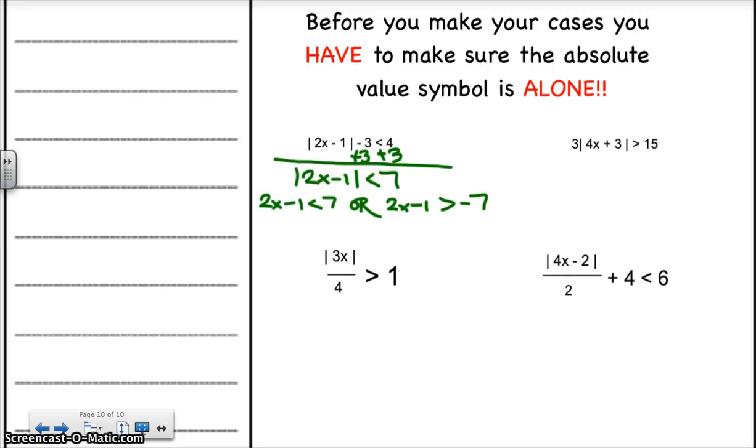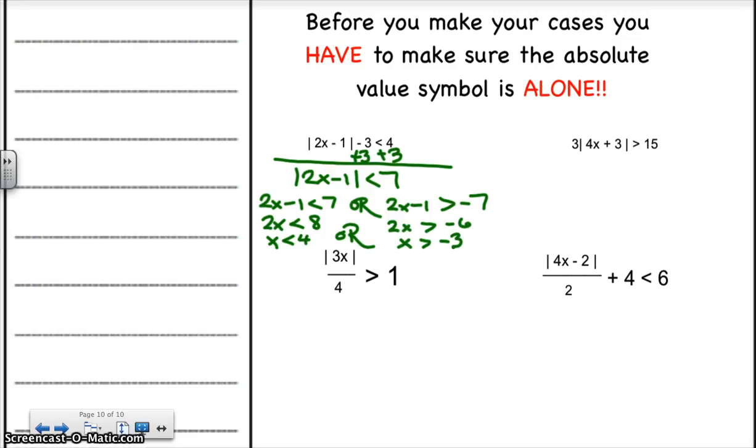I would add 1, so 2x is less than 8, x is less than 4, or add 1, 2x is bigger than what? That would be negative 6. X is bigger than negative 3.